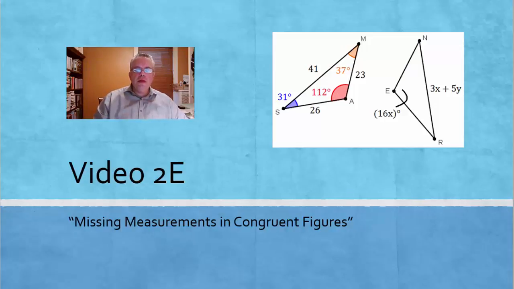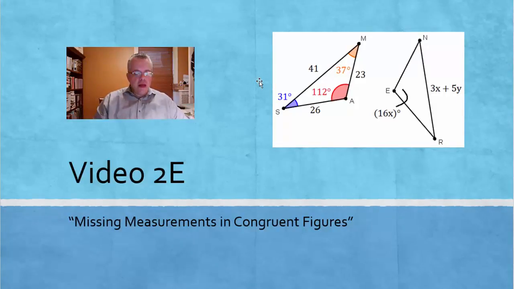Welcome to video 2E. The title of this video is Missing Measurements in Congruent Figures. This figure kind of illustrates the type of problems we're going to be solving. If these two triangles are congruent, then we can make use of the fact that their matching parts are congruent as well. Because if I can put this triangle on top of this one by reflection, translation, or rotation, then the parts of this triangle will exactly match the parts of this triangle.